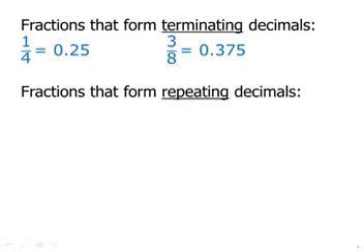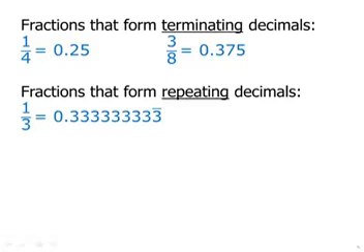Fractions that form repeating decimals. For example, 1/3 is 0.333 repeating. It's the same digit repeating over and over again. Technically, to write it correctly, we'd have to write an infinite number of 3's. That would be inconvenient. Instead, we write it with a bar over the last 3, and that bar just means continue to repeat this decimal forever.